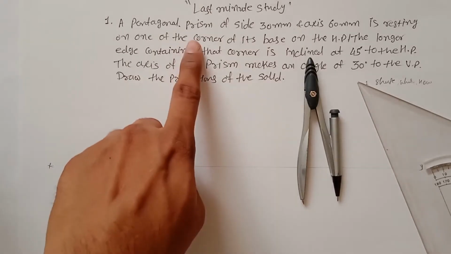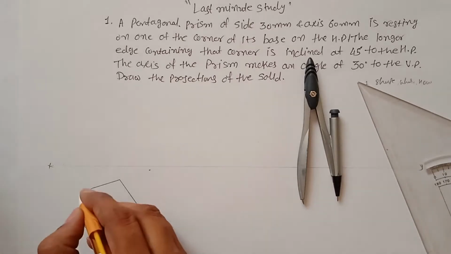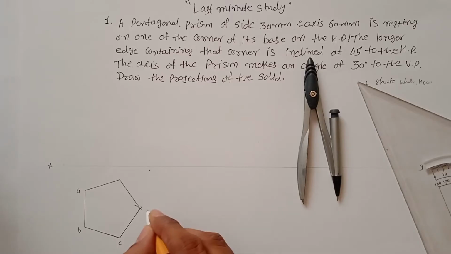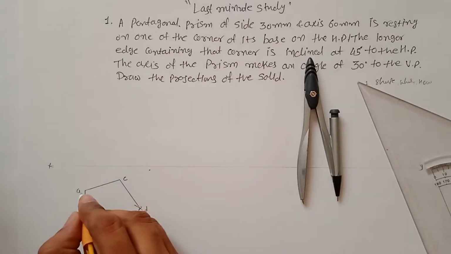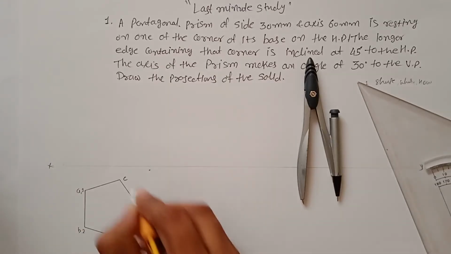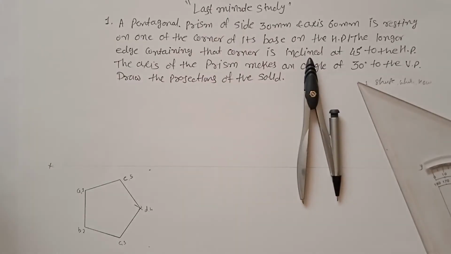It is a prism, so a prism has two pentagons on it. You have to give names two times. A, B, C, D, E is the base pentagon, and 1, 2, 3, 4 and 5 is the topmost part of the pentagon. Now you have to find out the center point to find the axis of the solid.